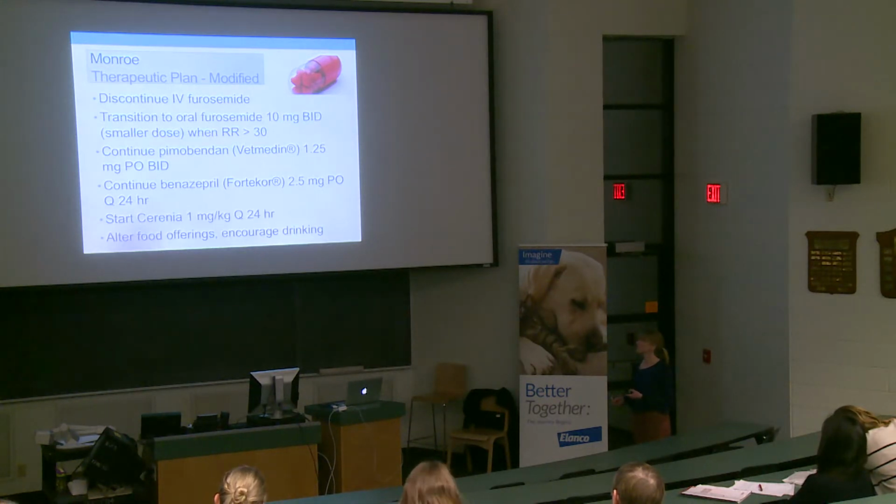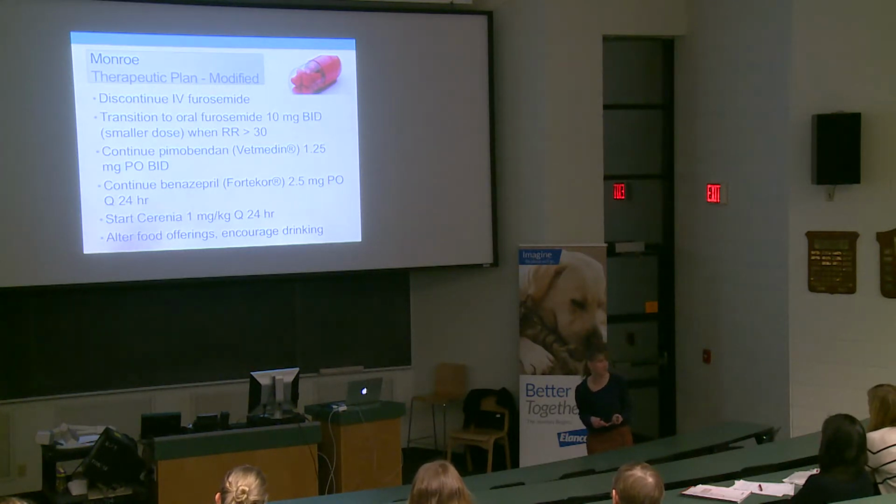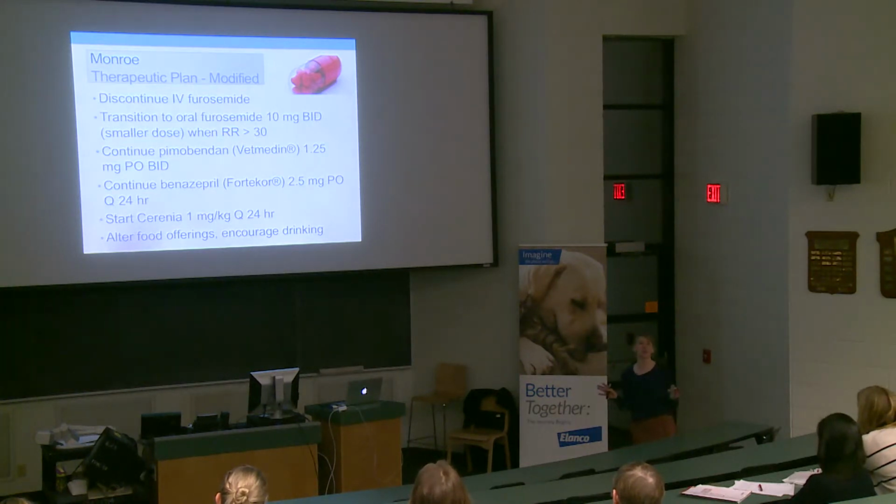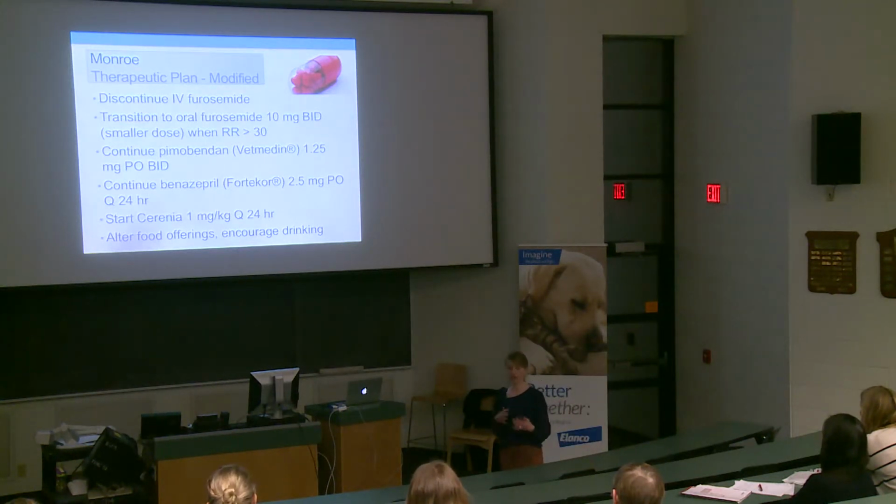What else did we do? We started some Serenia. We made sure we checked his blood work to confirm he did not have pancreatitis or something like that, because he had a history of pancreatitis. The rest of his chemistry was normal, with the exception of those renal parameters. We were going to alter his food offerings, giving him the option of small, frequent meals of things he hadn't been exposed to and that we thought he might like. So some different canned foods.